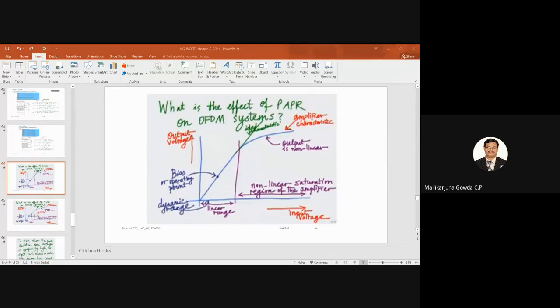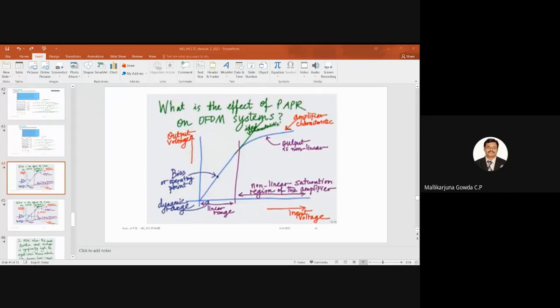So the output becomes non-linear. We all know where we select the operating point of an amplifier, right? If we want to amplify the signal faithfully without any distortion, it has to be at the center of the load line. If it is at the center of the load line, then it is possible to amplify the signal without any distortion, that is, without any clipping of the signal, either positive peak or negative peak.